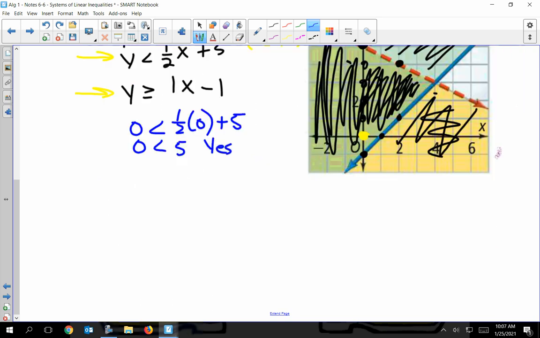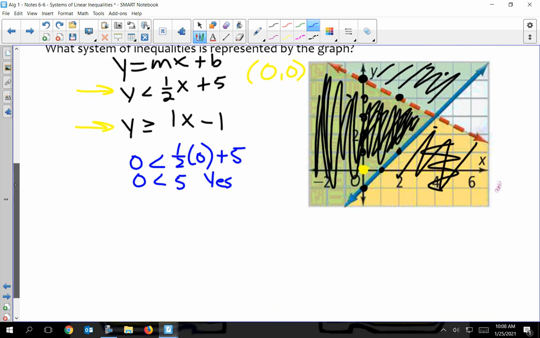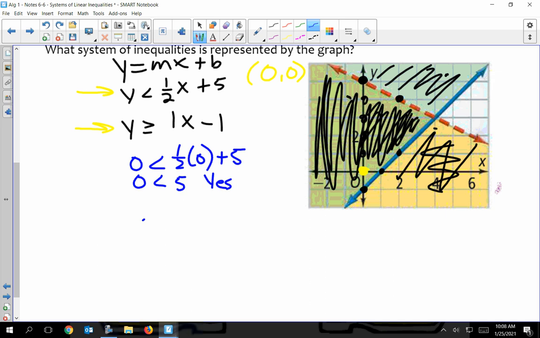Let's plug it into the second one. Once again, your y is 0, greater than or equal to your x is 0, minus 1. 1 times 0 is 0. 0 minus 1 is negative 1. Is 0 greater than or equal to negative 1? Yes, it is. So it was a good thing I went back and checked, and I changed that first inequality. I changed the sign.